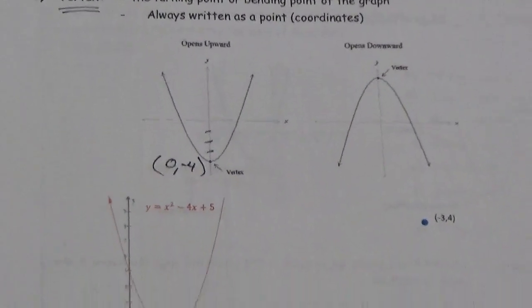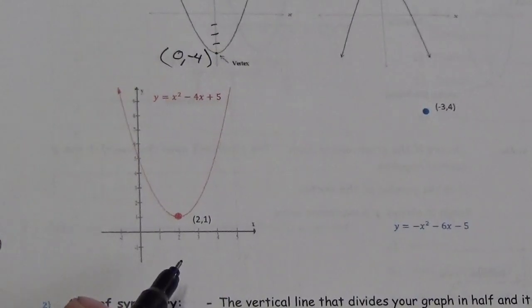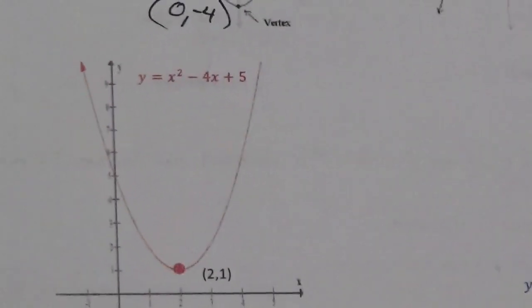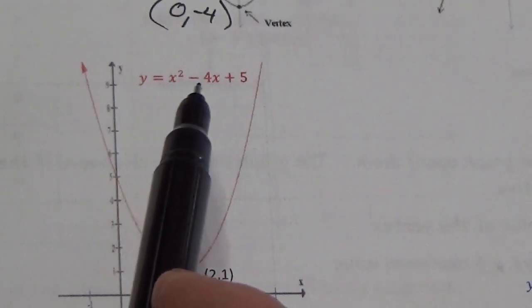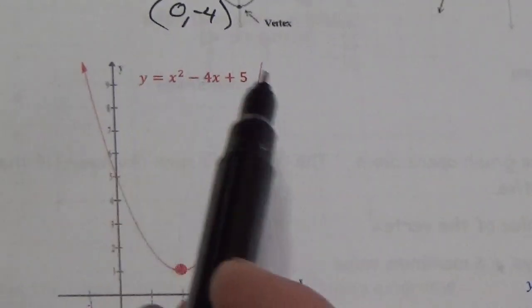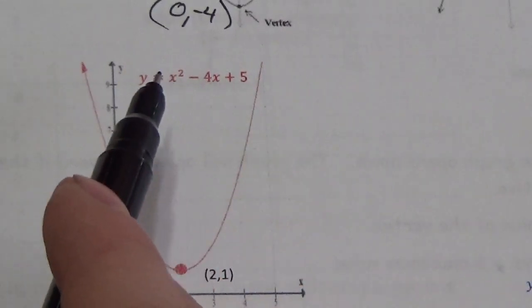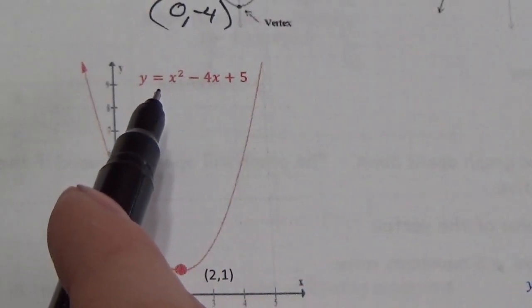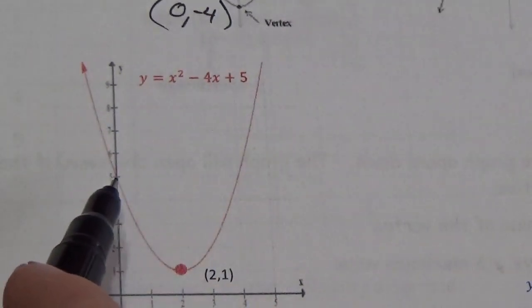So now let's take a look at this one down here. It might be a little hard to tell, but I'll zoom in a little bit. Notice in this case we've got the quadratic y equals x squared minus 4x plus 5. Now this is in standard form. Like I said, it doesn't give you a ton of information, but I do know that it opens up because the a value is positive. And remember that the c value corresponds to the y-intercept.